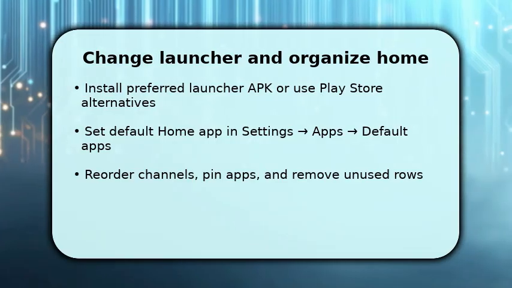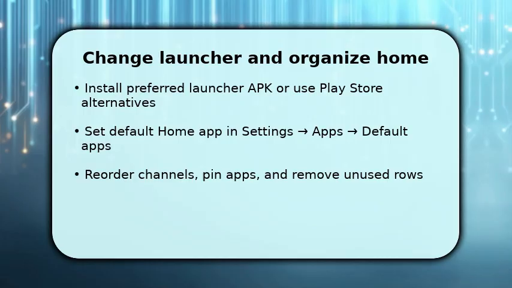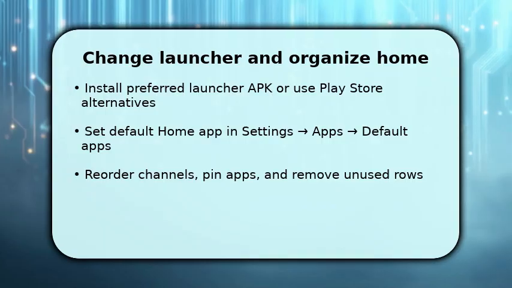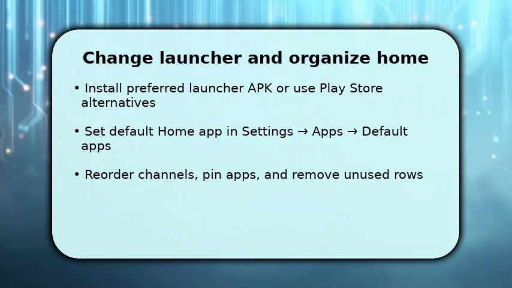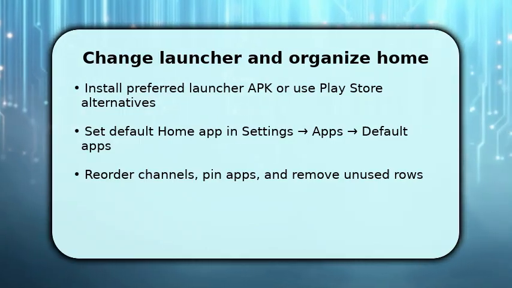If using a new launcher, install it from Play Store or sideload an APK, then go to Settings, right arrow Apps, right arrow Default Apps, and choose your home app. For built-in customization, long press Home rows to reorder, pin favorite apps, and hide or remove channels you don't use.